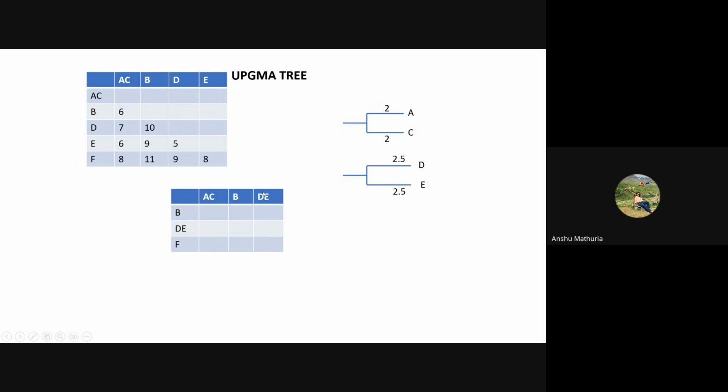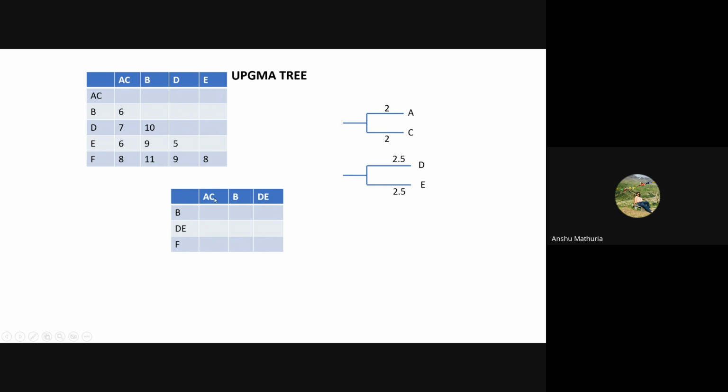So what you will do is calculate first the distance between DF plus the distance between EF, divided by 2. So that will be D with F first, then E with F, then the entire thing is divided by 2. Here D with F is 9, E with F is 8. So 9 plus 8 divided by 2 will be the distance between DE and F. Did you understand? Yes, ma'am.